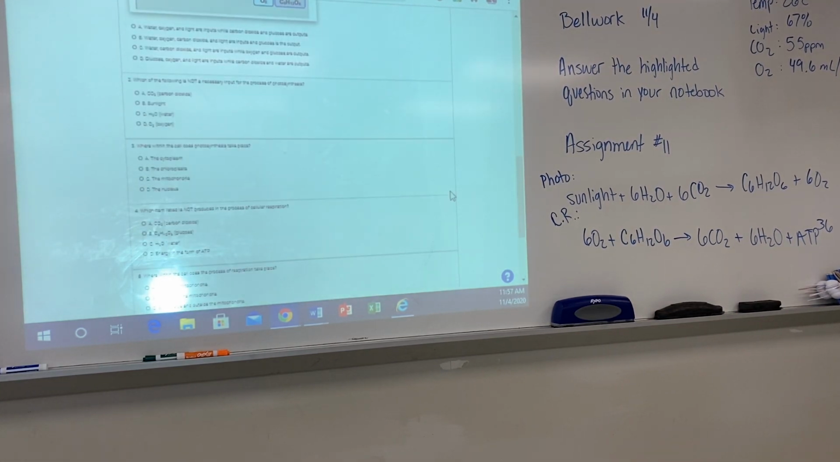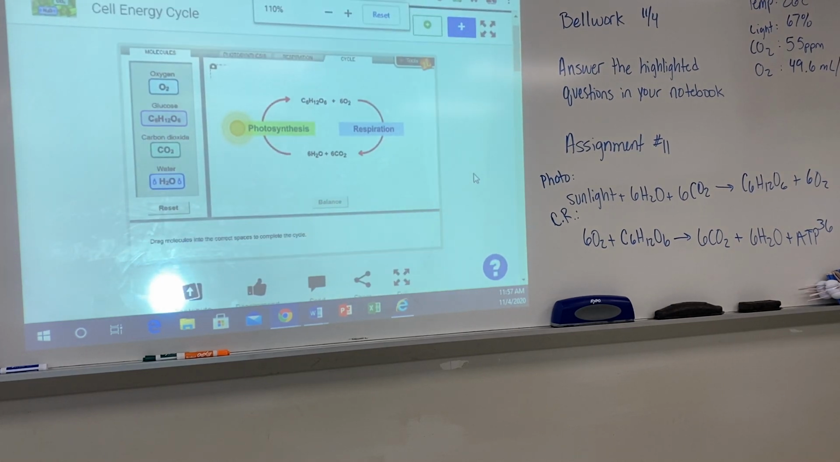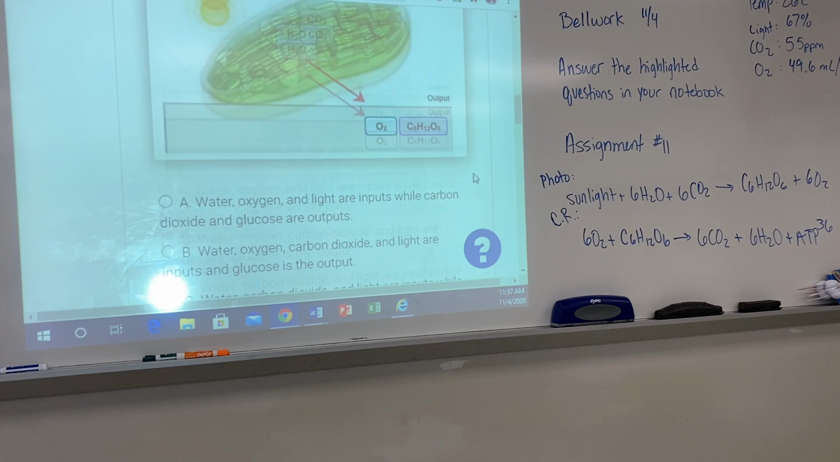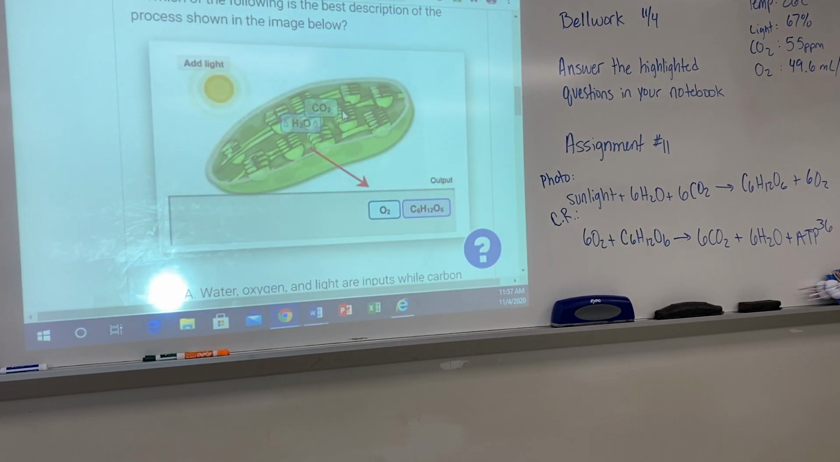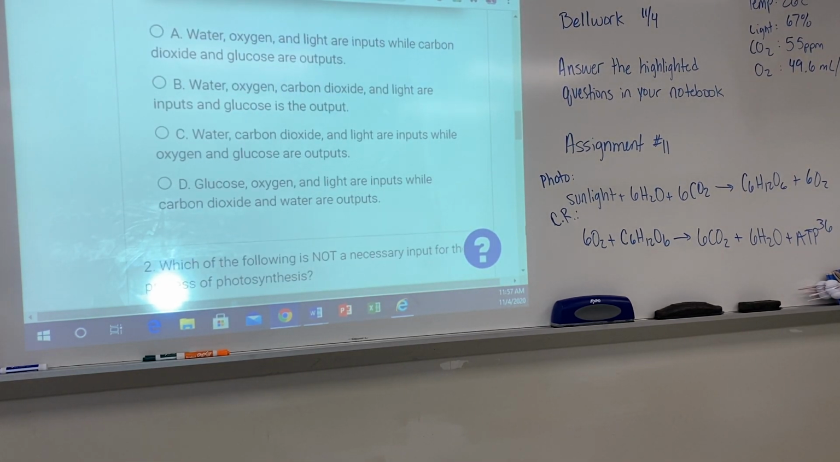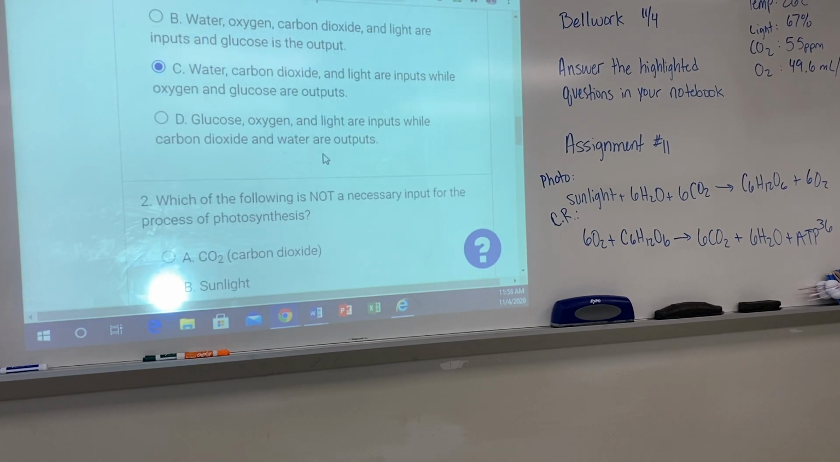There are questions down here that I want us to try and answer before we go. All right, so what is this organelle? Chloroplast. What process is happening inside the chloroplast? Photosynthesis. So which one of these describes photosynthesis? C. Yeah. We all think C? Yes. All right, let's find out at the end.